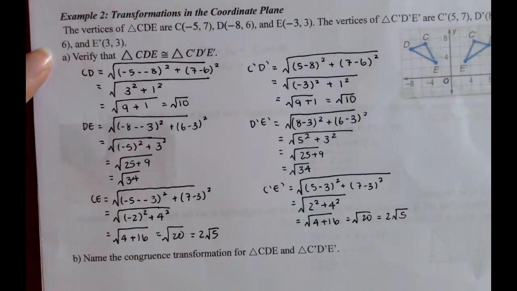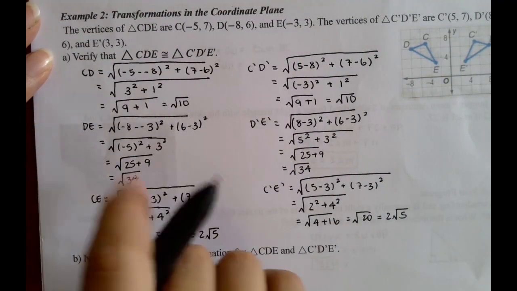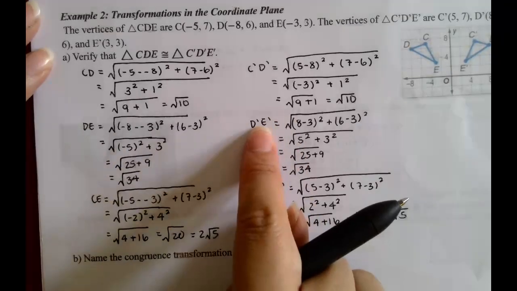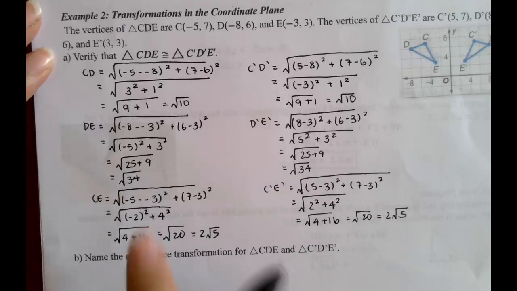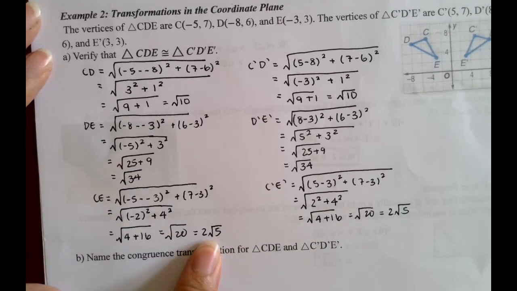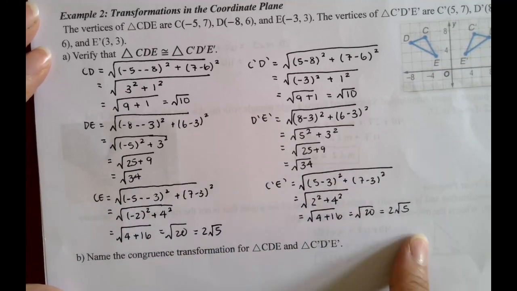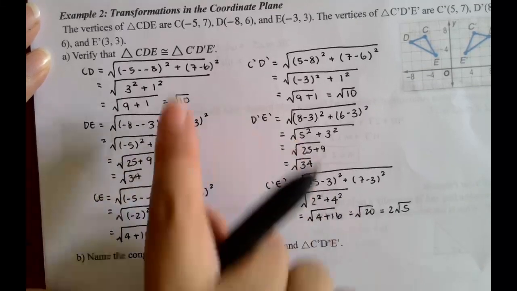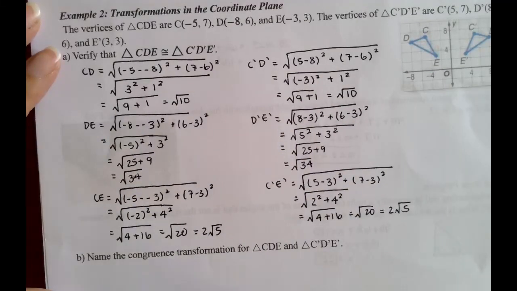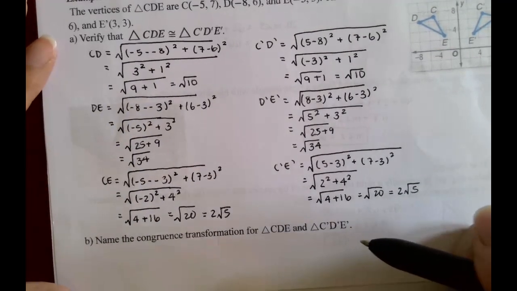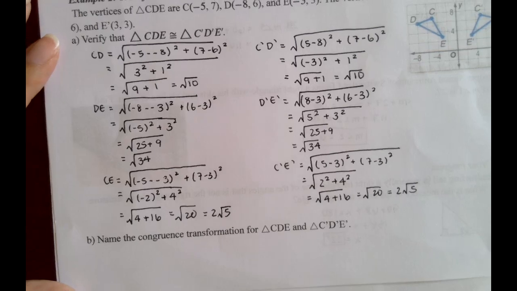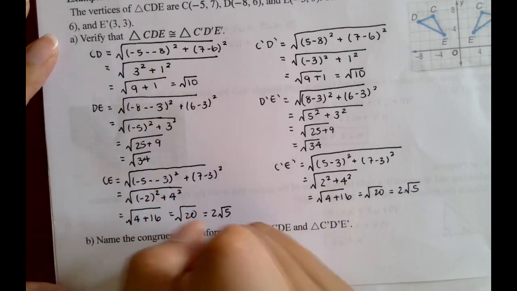When I do the distance formula for each of these sides, DE is the square root of 34, D'E' is also the square root of 34, so far so good. Two sides are congruent to the two sides of the other triangle. CE is 2 square root of 5, and C'E' is also 2 square root of 5. And since these are congruent, this is true, due to corresponding parts of congruent triangles are congruent.